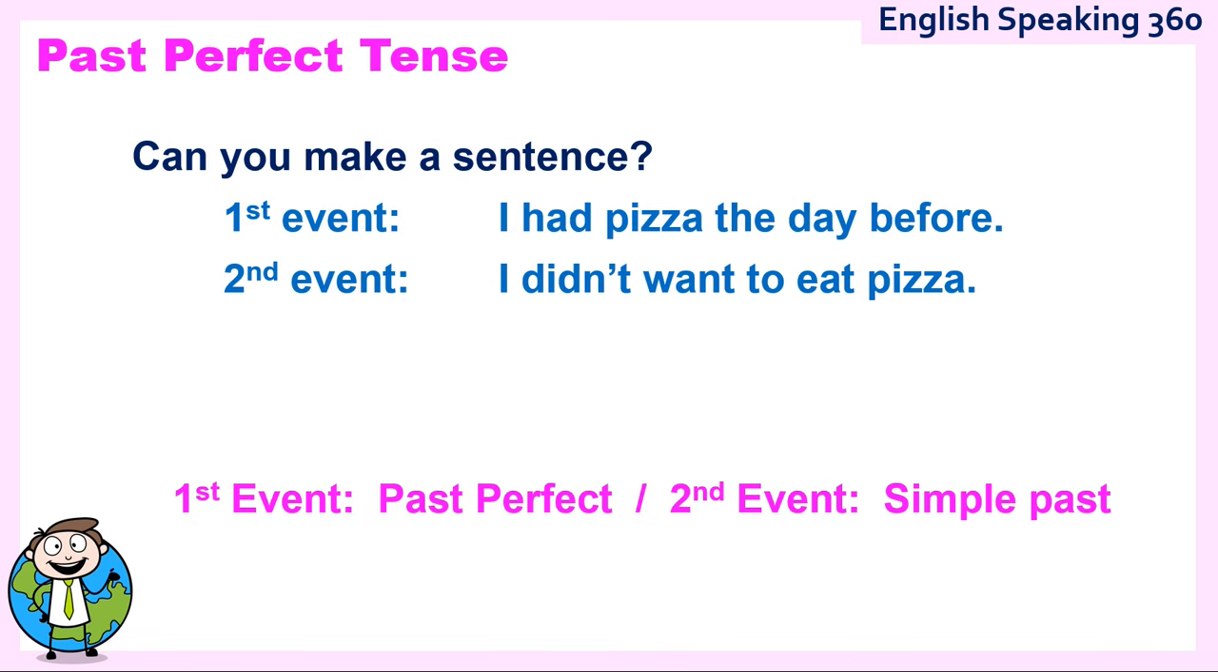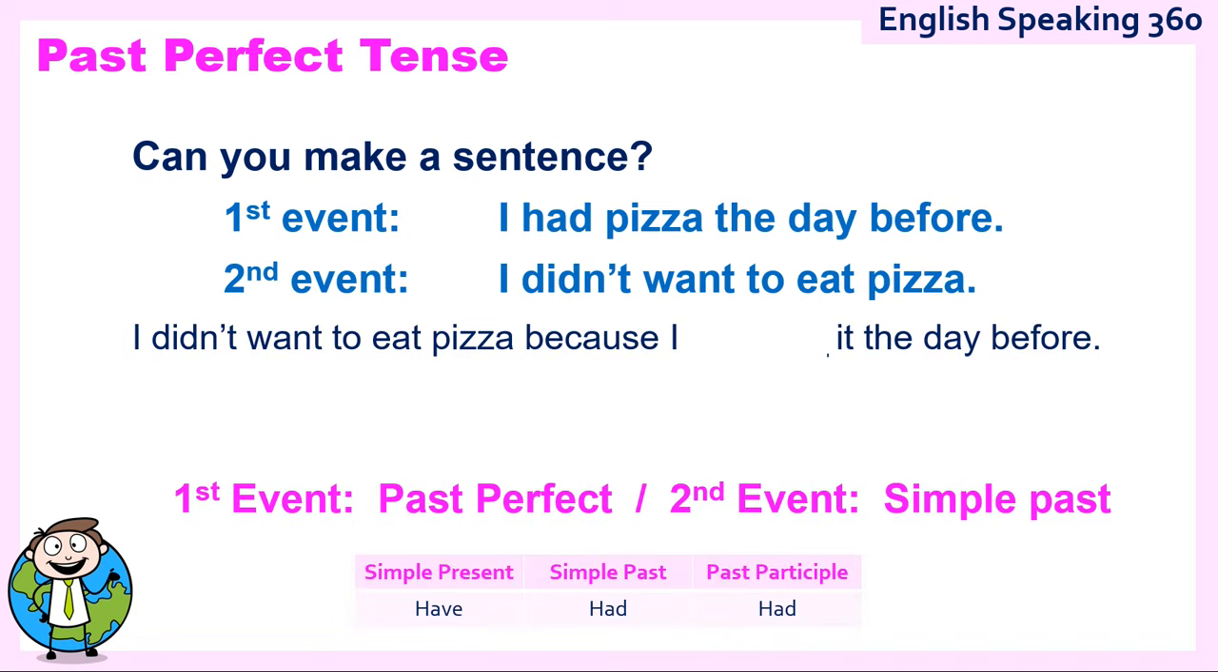Be careful with this one. I had pizza the day before. I didn't want to eat pizza. I didn't want to eat pizza because I had it the day before. Yes, this is not a mistake. I had it, okay? Because the verb is the verb have, and the auxiliary is also had at the past. So that's why we say I had it the day before.